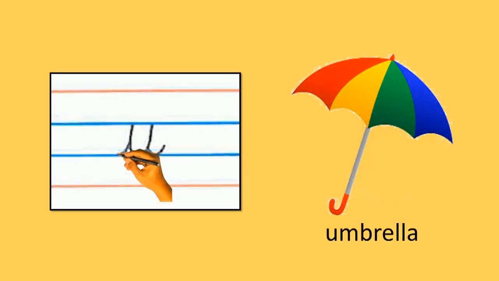Letter U. Start from the second blue line. Slant line up to the first blue line. Come down to the second blue line, curve up to the first blue line, come down and out. A, umbrella.